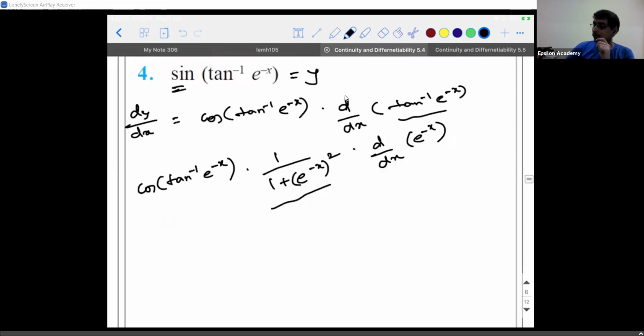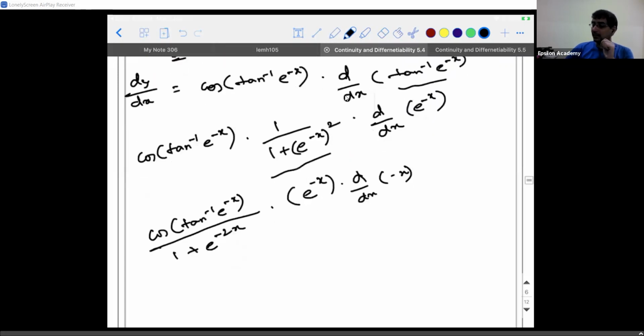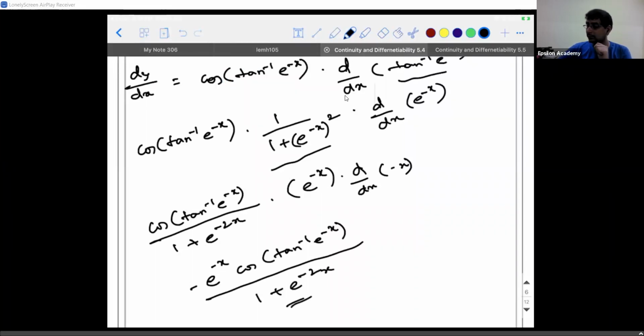Okay. So cos of tan inverse of e power minus x divided by 1 plus e power minus 2x into derivative of e power minus x is e power minus x into d by dx of minus x. So what is the answer? Minus e power minus x into cos of tan inverse of e power minus x the whole divided by 1 plus e power minus 2x. Okay. So this is the answer.